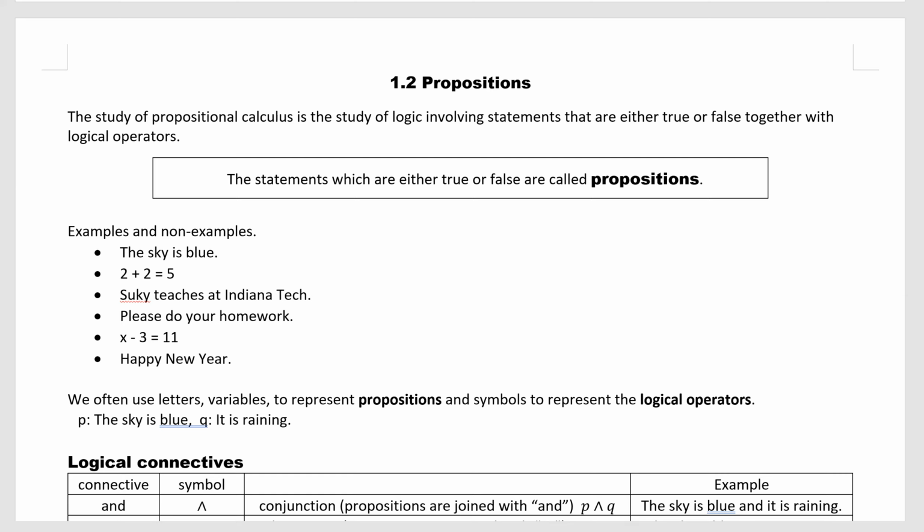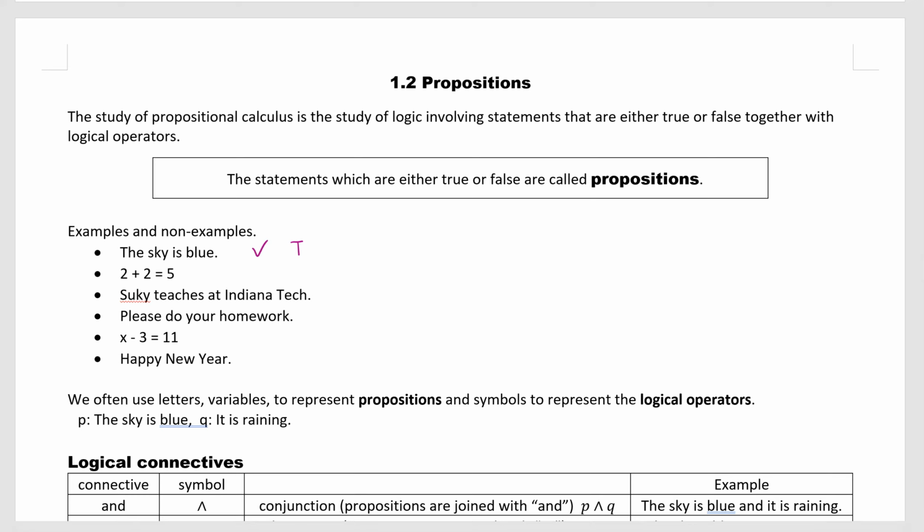Okay, first, the sky is blue. Is this a proposition? Is this true or false? If you can tell this is true or false, then it is a proposition. So the sky is blue. Let me see. It's sunny today, so this is a true statement. So yes, this is a proposition. And for today, this is true. Okay? How about the next one?